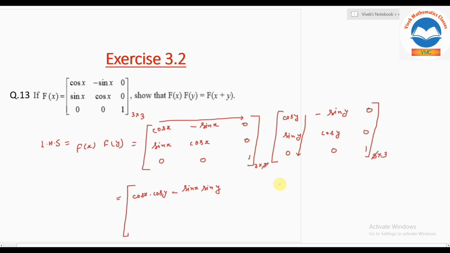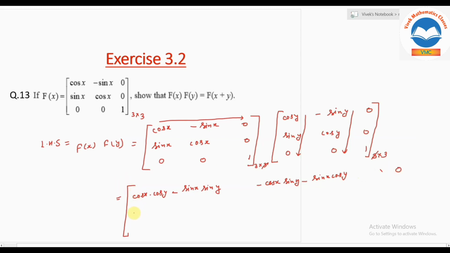Next, the first row and second column will multiply. So what will we get? We will get minus cos x sin y, next again minus sin x cos y. And 0 into 0 will be 0 only. Next, we will multiply the first row and third column. So this will be 0, 0 and 0 only, so it will be 0.